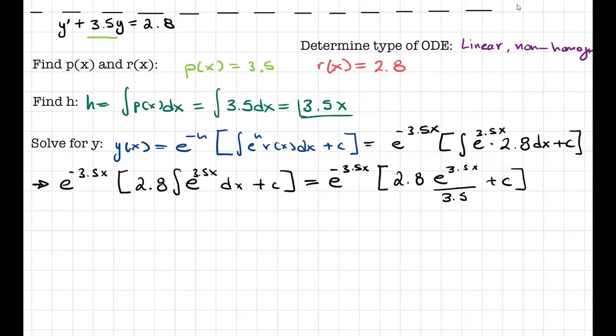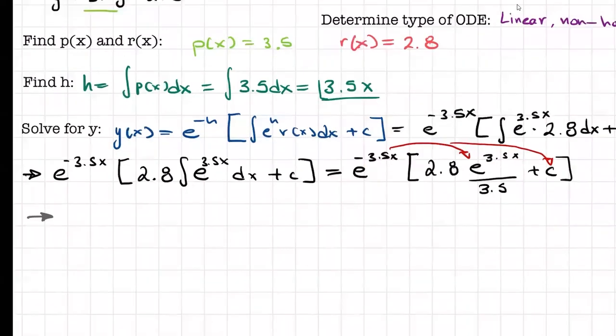We're going to do the multiplications. Once again, this times this term and times the c. We're going to multiply that. And let's see what we get. So you can see we have negative 3.5x times positive 3.5x. Since they have opposite exponents, they're going to add up and cancel out, giving e to the 0, which is just going to end up being 1.